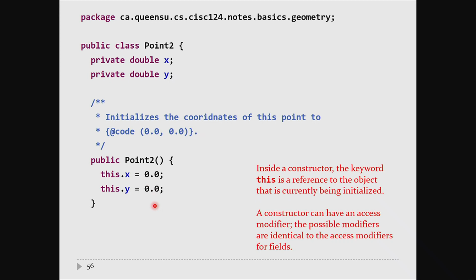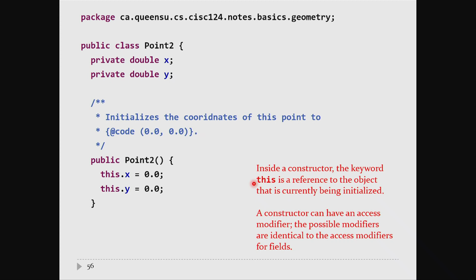But here I've written this dot x and this dot y. Now, what is this weird word this? Every constructor and every non-static method has a parameter called this. You don't have to declare it inside the round brackets. It's there automatically. This is a reference to the object that's currently being initialized.